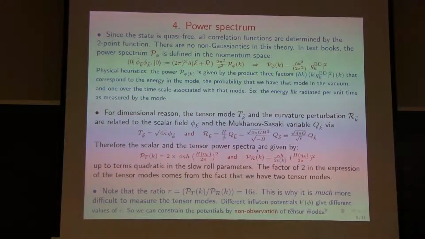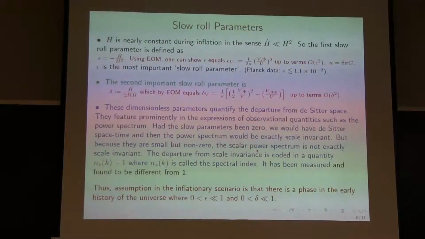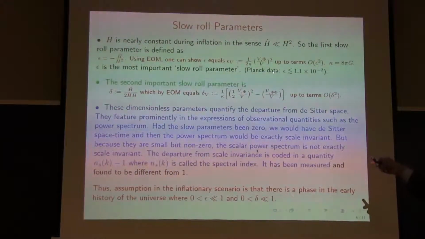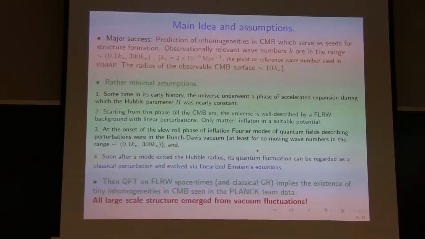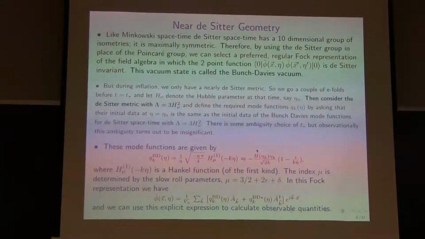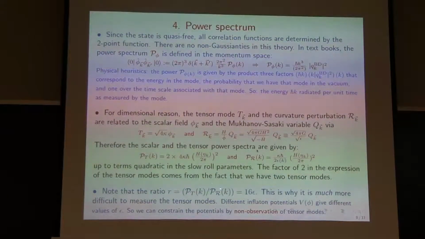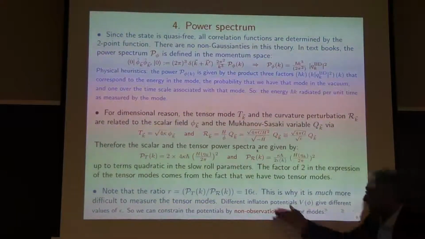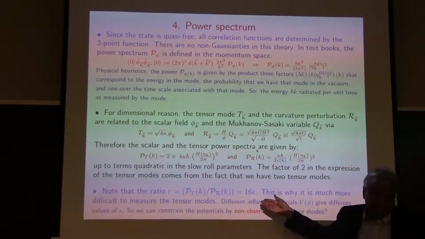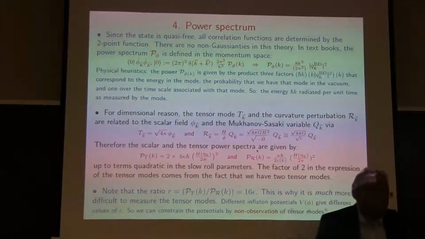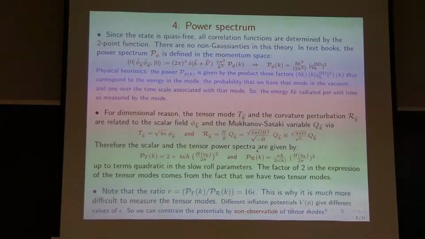So the point up here is that given a potential, we can calculate what epsilon is using that potential up here, and therefore we can calculate the value of that epsilon, and the statement is that you can use those values and the fact that we have not yet seen the tensor modes to put restrictions on the class of potentials that are viable. If the potential were such that epsilon was of the order of 1 or, say, 1/10, then we should have seen it, and we don't see it. So that's why those potentials are disfavored. The potentials for which epsilon is small are favored, particularly.